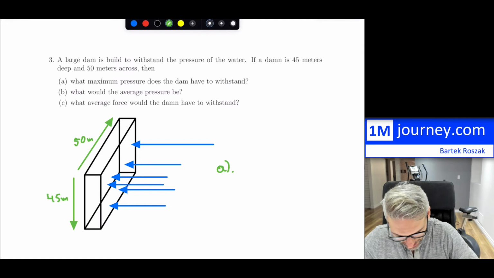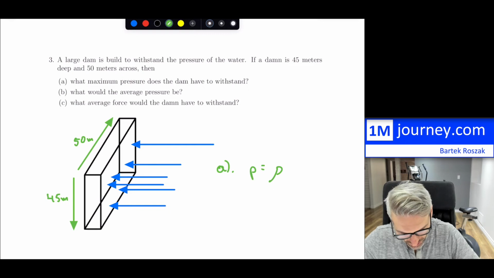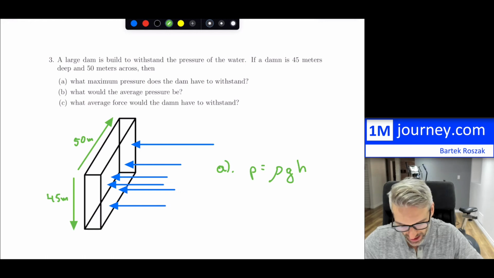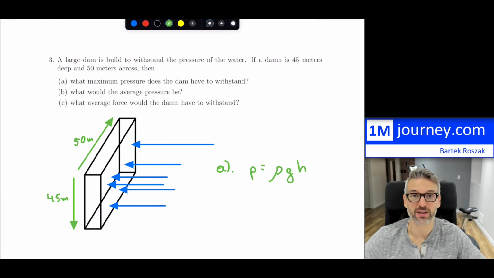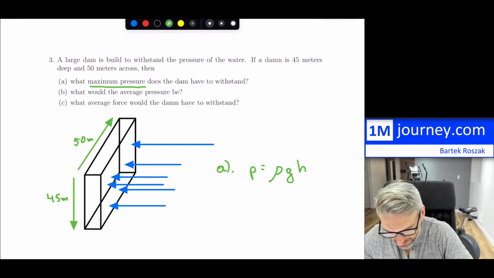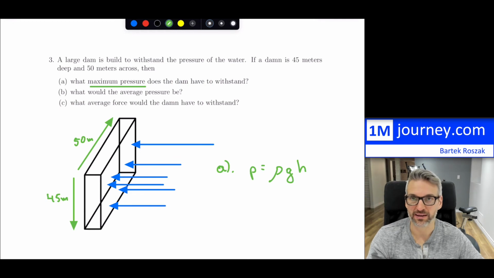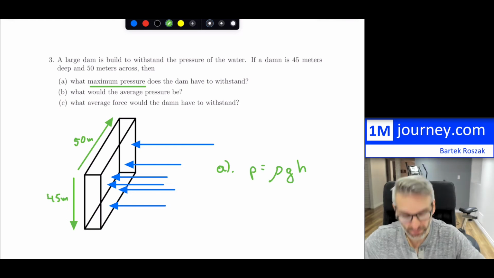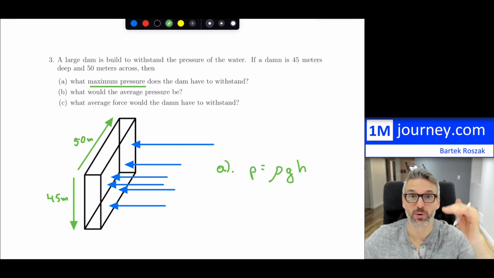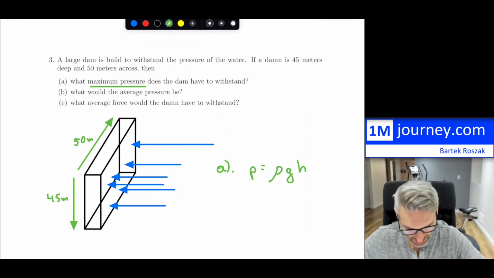So this is for part A. That maximum pressure is going to occur all the way at the bottom. So this is going to be the density times the gravity times the height, or the depth. If you're 45 meters deep, that's the maximum pressure that the dam is going to have to withstand. All the way at the top, it doesn't have to withstand any pressure at all, at least not any gauge pressure. Sure, there might be some atmospheric pressure coming in, but no gauge pressure. Here we're just referring to gauge pressures, meaning just what is coming from the water itself. We're ignoring the atmosphere above it.